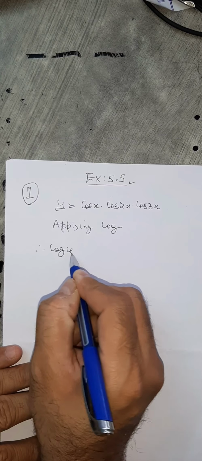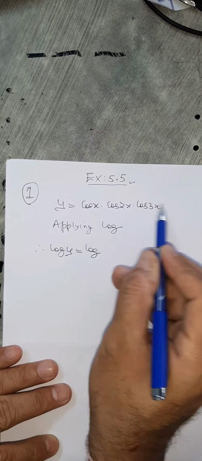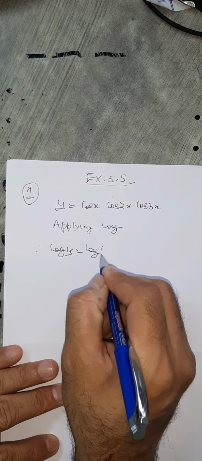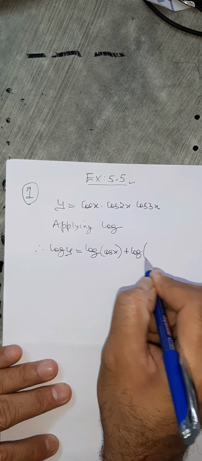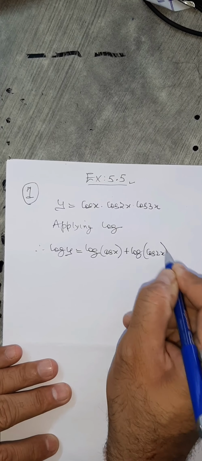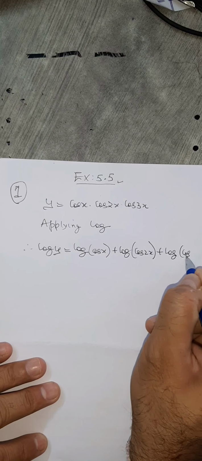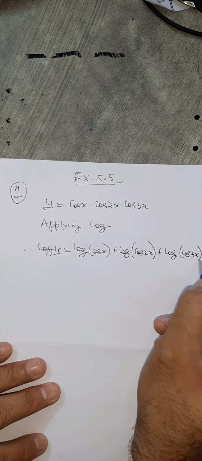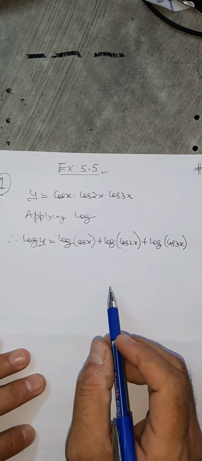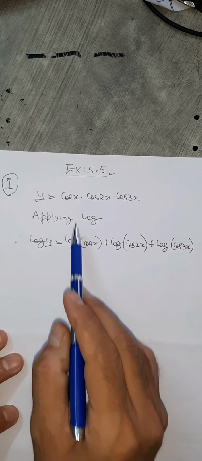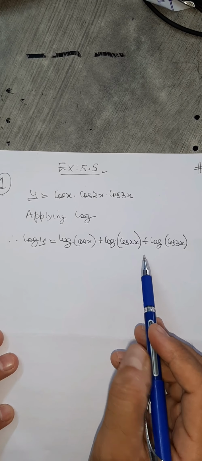So log y equals log of the product, and the product becomes addition if I apply the log function. So log of cos x plus log of cosine 2x plus log of cosine 3x. Which property have I used? Product becomes addition. That's a property of the log function: the product becomes addition if you apply the logarithmic function.